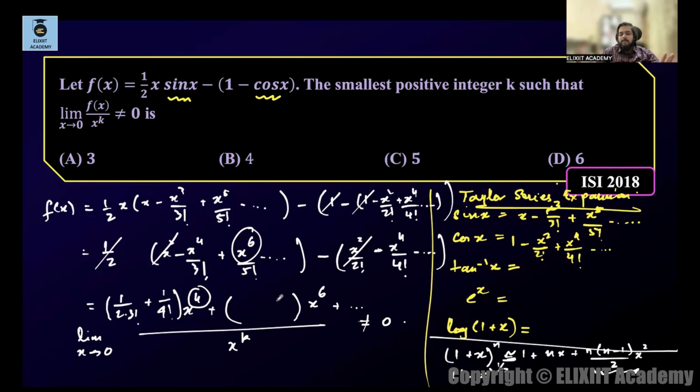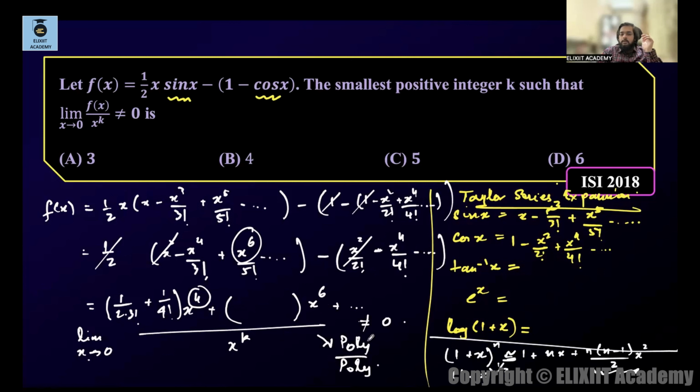So I'm dividing this directly by x raised to the power of k. Here we have the form polynomial by polynomial. x is tending to 0, so it's a kind of 0 by 0 form. The minimum value of k for which this polynomial by polynomial form will give you a non-zero answer will be 4. What is the reason?